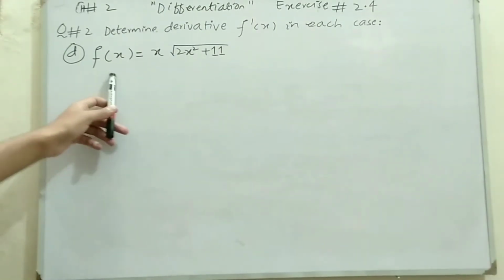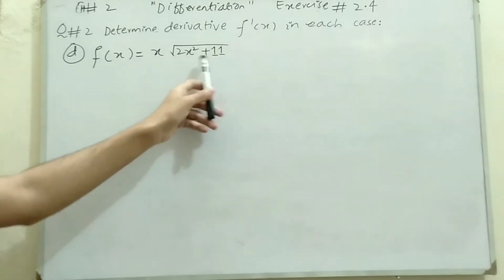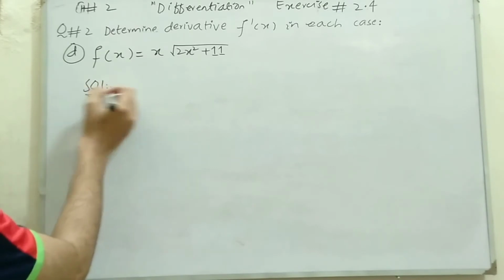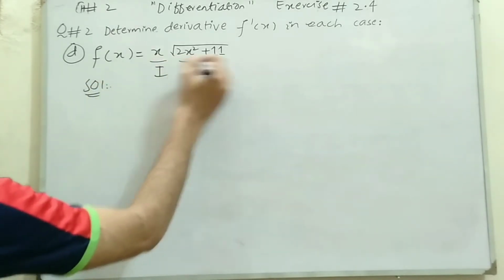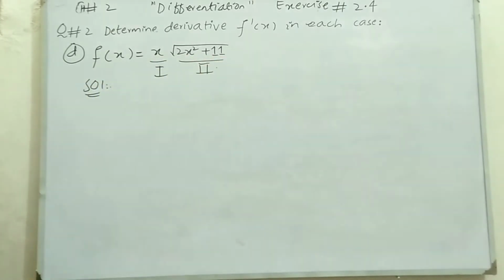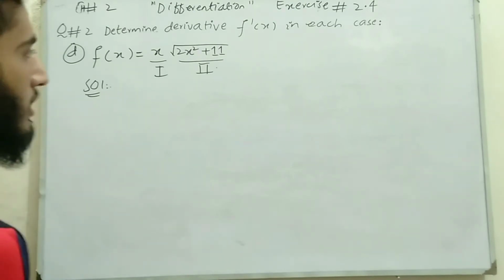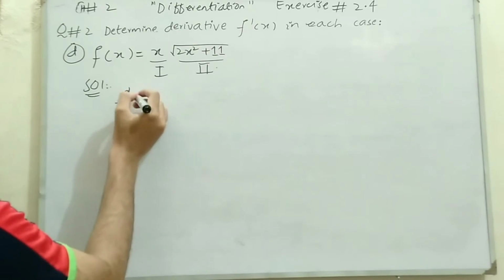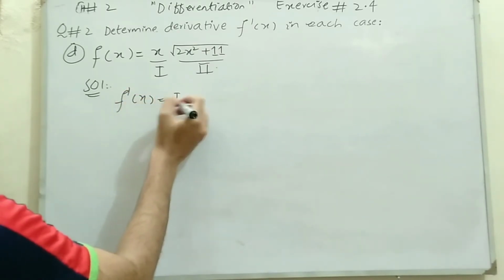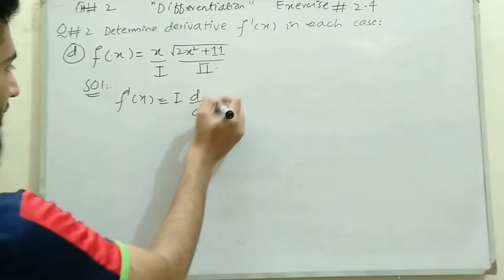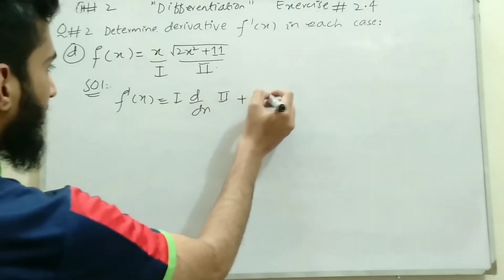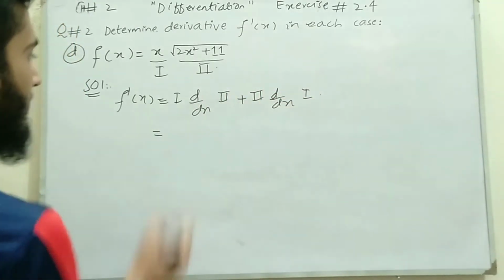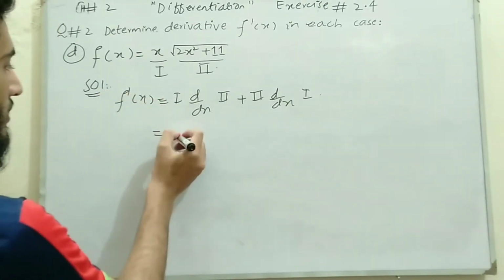A function is given, f of x is equal to x multiplied by the square root of 2x square plus 11. Find its derivative. Move towards the solution. Let's suppose this is the first function and this is the second function. When two functions are multiplied with each other, we will use the product rule of differentiation, which tells that f prime of x is equal to the first function times the derivative of the second function plus the second function times the derivative of the first function.